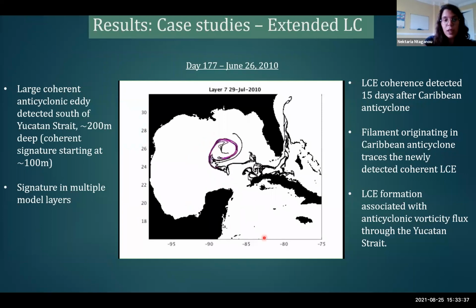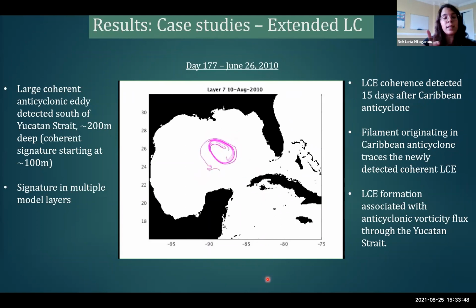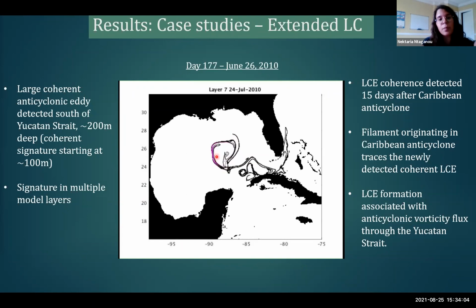Gulf of Mexico. And what is really interesting is that when it's advected into the Gulf of Mexico, it turns into a filament that wraps around the Loop Current Eddy. Now, by the time that the anticyclone in the Caribbean was detected as coherent, the Loop Current Eddy wasn't coherent yet. It became coherent 15 days later, as you will see in the purple contour. And the rest of the purple contours in the animation show the evolution of the Loop Current Eddy.